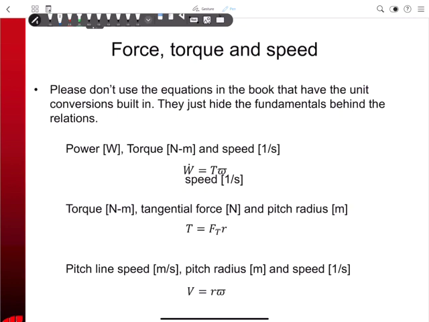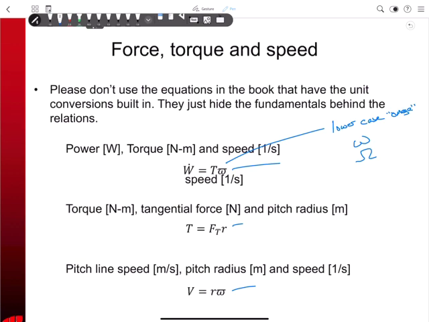Use these, right? That power is torque times speed here, and then the torque is the force, the tangential force times the radius, and the pitch line speed is the radius times omega, right? And this is not W, this is lower case omega, right? Angular velocity. So that's that, right? Uppercase omega looks like that. Anyway, please use fundamental equations: power is torque times speed, torque is force times radius, and velocity is radius times omega, angular velocity, right? So that's just a side note, because people get lost.